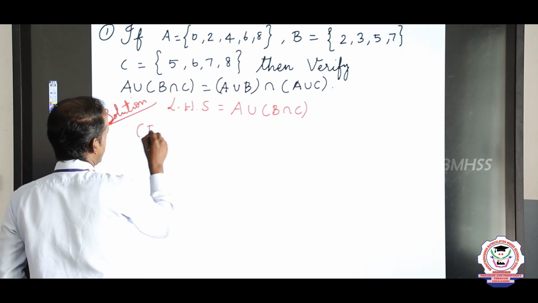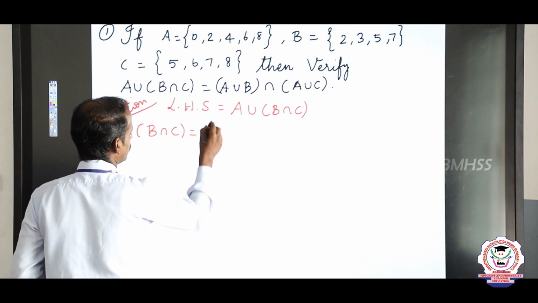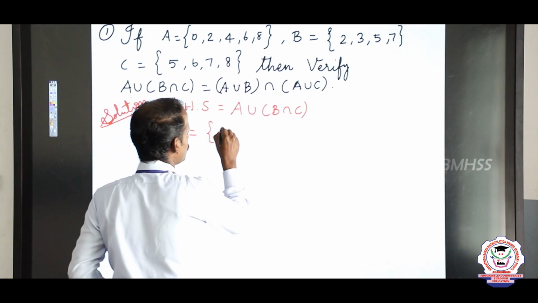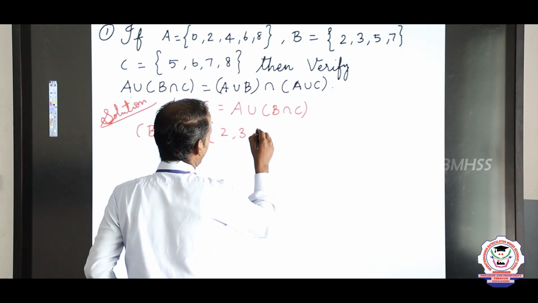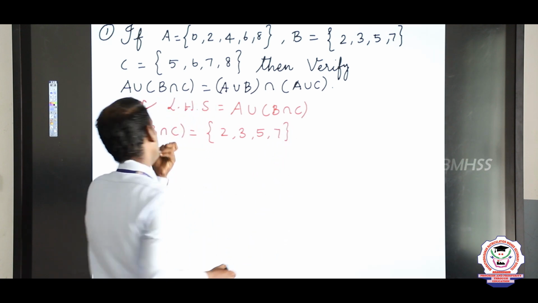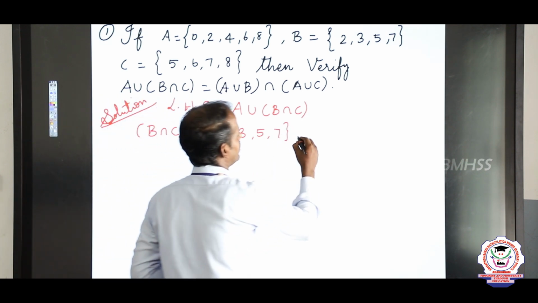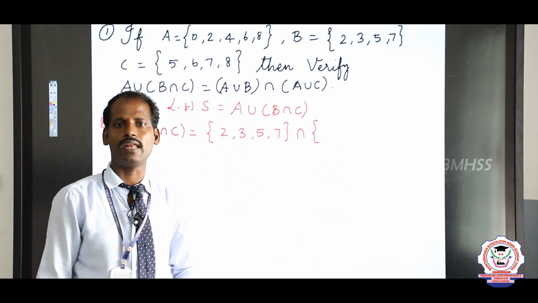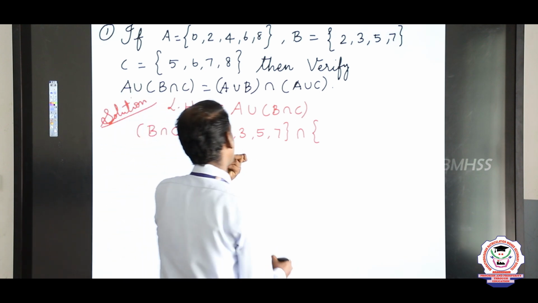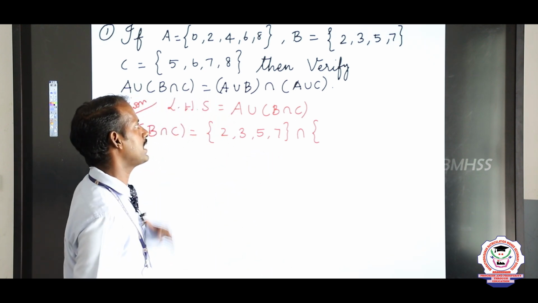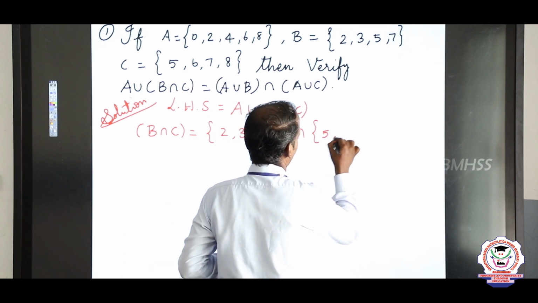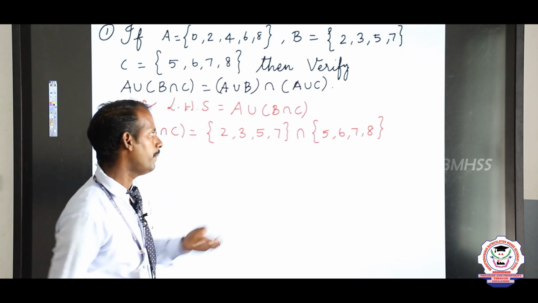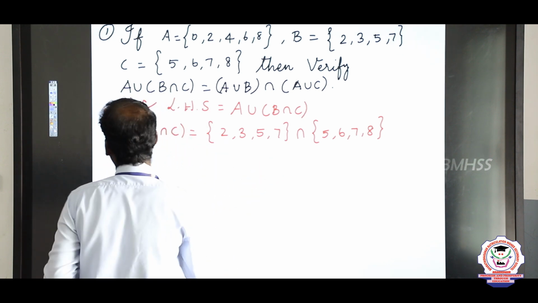So here B intersection C is equal to, what is B set? B set is 2, 3, 5, 7. The next, intersection. What is intersection? The set A and B, the common elements are called intersection. Here B set is 2, 3, 5, 7 and C set is 5, 6, 7, 8. Then what elements are common? Here 5. 5 is a common element.